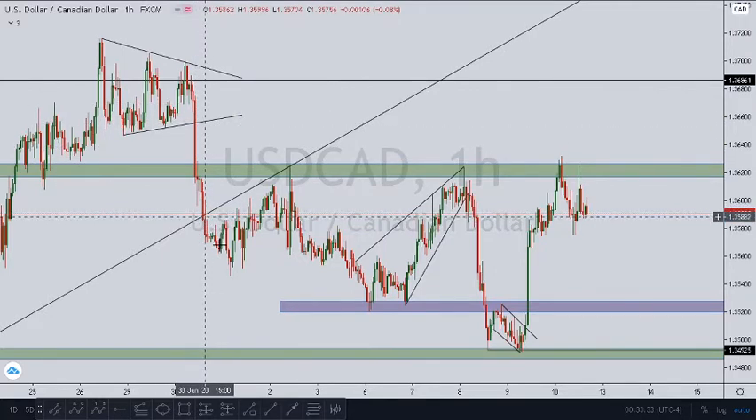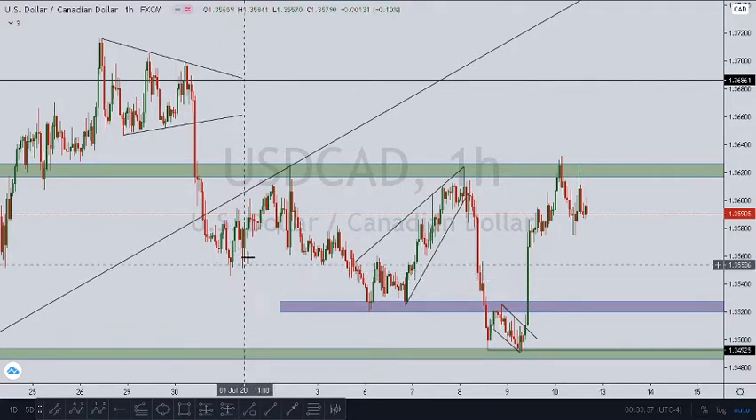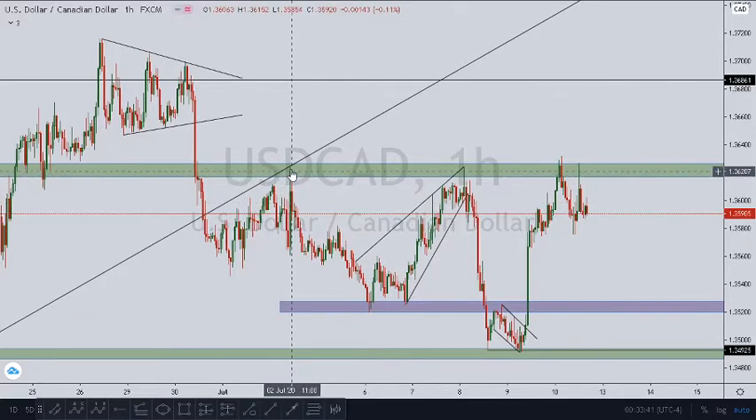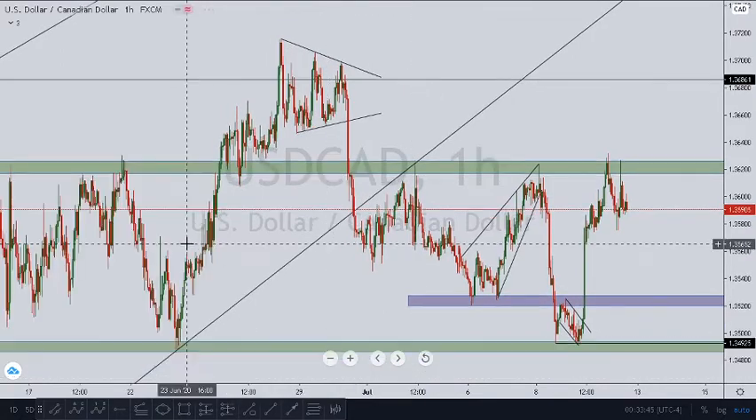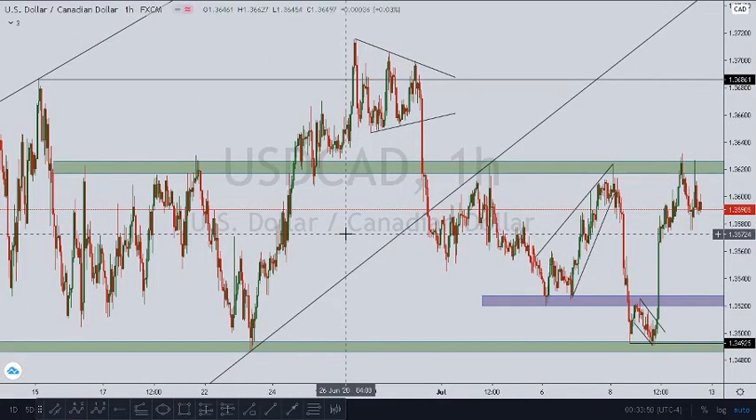This support was broken. However, when it was broken, it found new support here. When this support was formed, we are waiting on the retest. This is the retest level. Let's look left. Remember, left is where you look to anticipate what's going to happen to the right, which is the future.